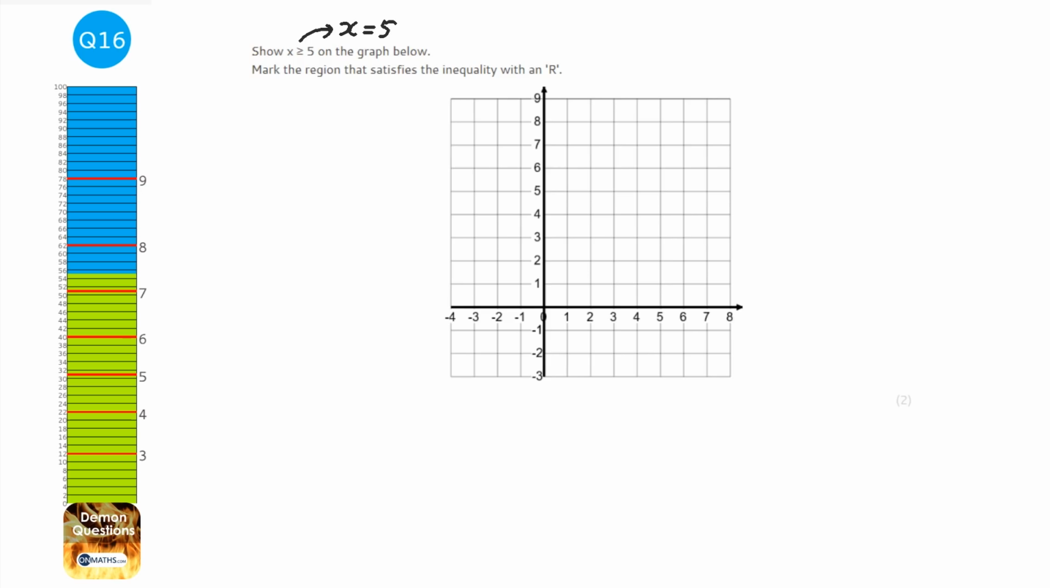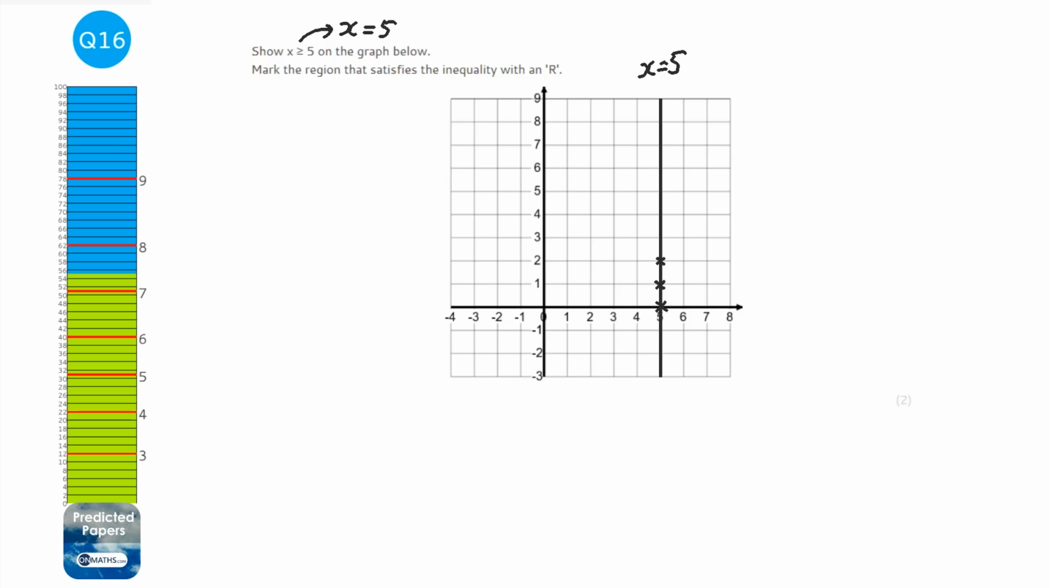So where does x equal 5? Well, x equals 5 here, and here, and here. And in fact, anywhere along that line, it's just a vertical line up, and that's the line x equals 5. And it's really important to remember which way around it is. Whenever you have x equals something, it's always a line from top to bottom. When you have y equals something, it's always a line from left to right.